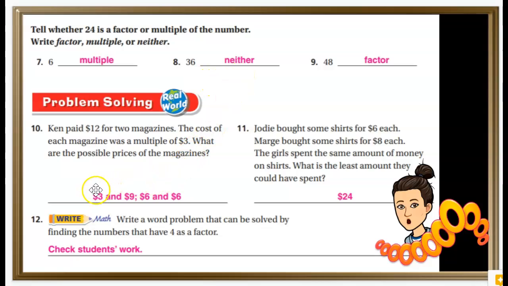Let's take a look at number 10. Ken paid $12 for 2 magazines. The cost of each magazine was a multiple of 3. What are the possible prices of the magazines? We need to look for the multiples of 3, which are 3, 6, 9, 12, and so on. And out of those numbers, we will need to add 2 numbers. Which 2 numbers can we add to give me 12? It is 3 plus 9 or 6 plus 6.